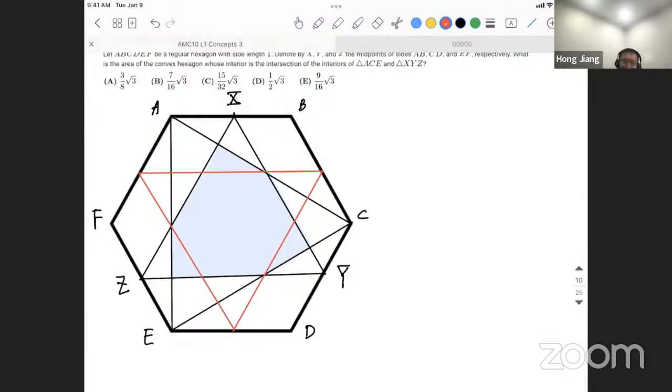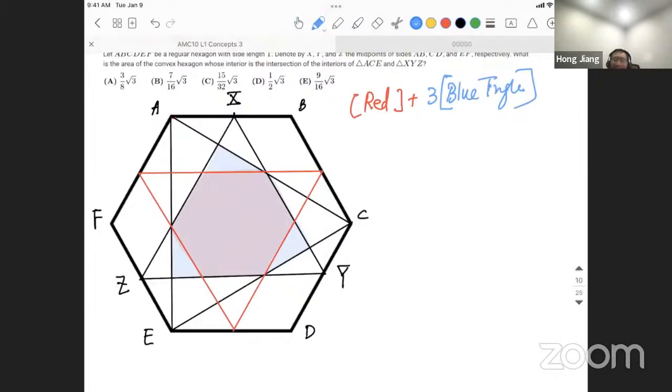So that being said, let's have a look at it. This blue region, can I think about it like this? This is actually nothing but my red region plus three blue triangles. Is it right? Red region plus three blue triangles. As long as I figure this out, my work is done.